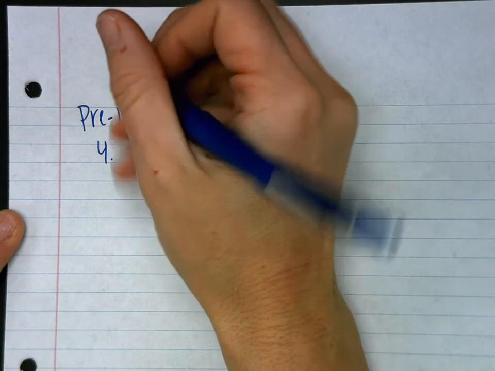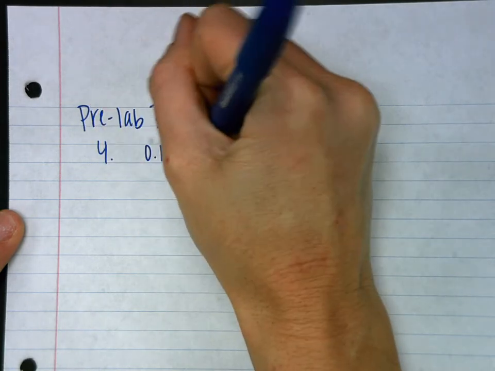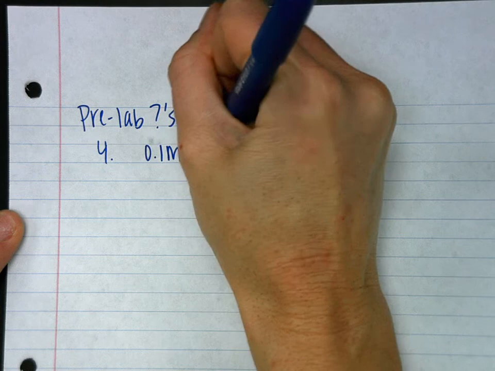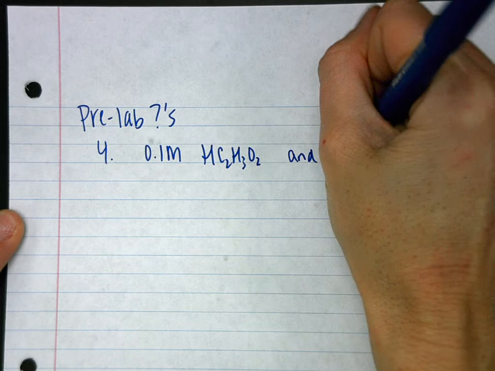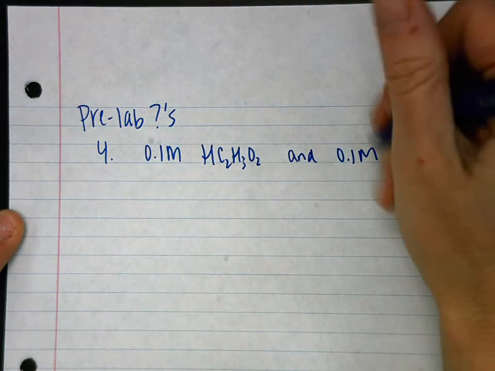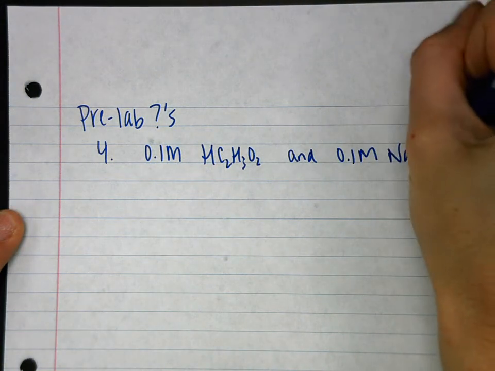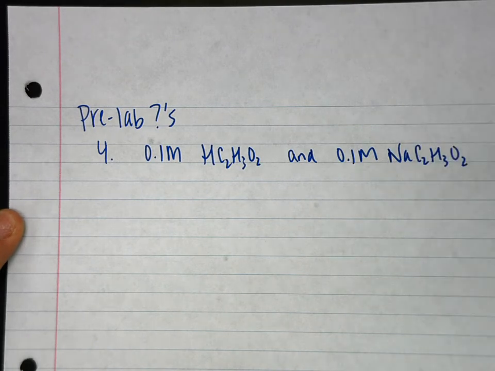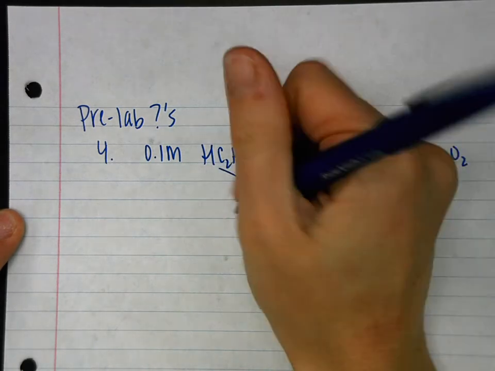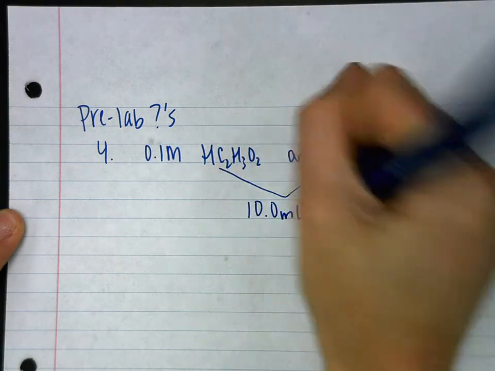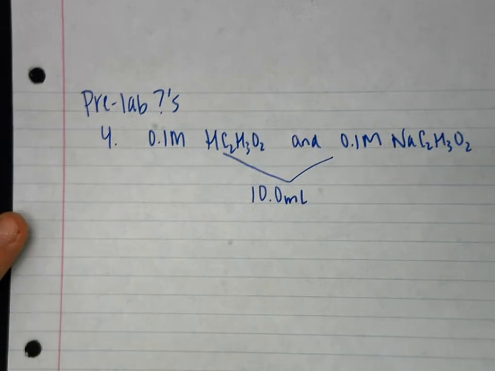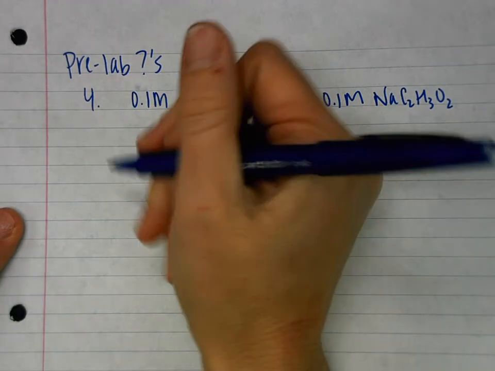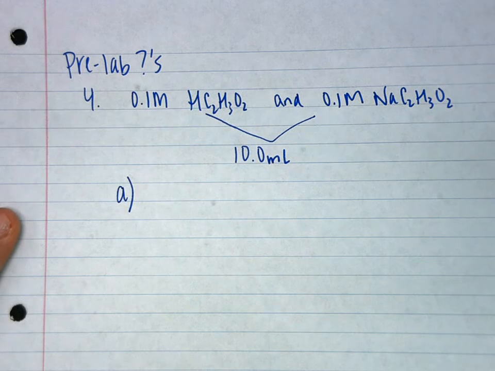So they say for number 4 we need to determine how much the volumes of each. So we have a 0.1 molar acetic acid, and we also have a 0.1 molar sodium acetate, right? And we need them combined together to add up to a 10 milliliter solution, and they're going to give us different pHs, and we need to figure out how much of each we need if we need 10 mils. So I'm going to do letter A, and then you guys are on your own for B and C.